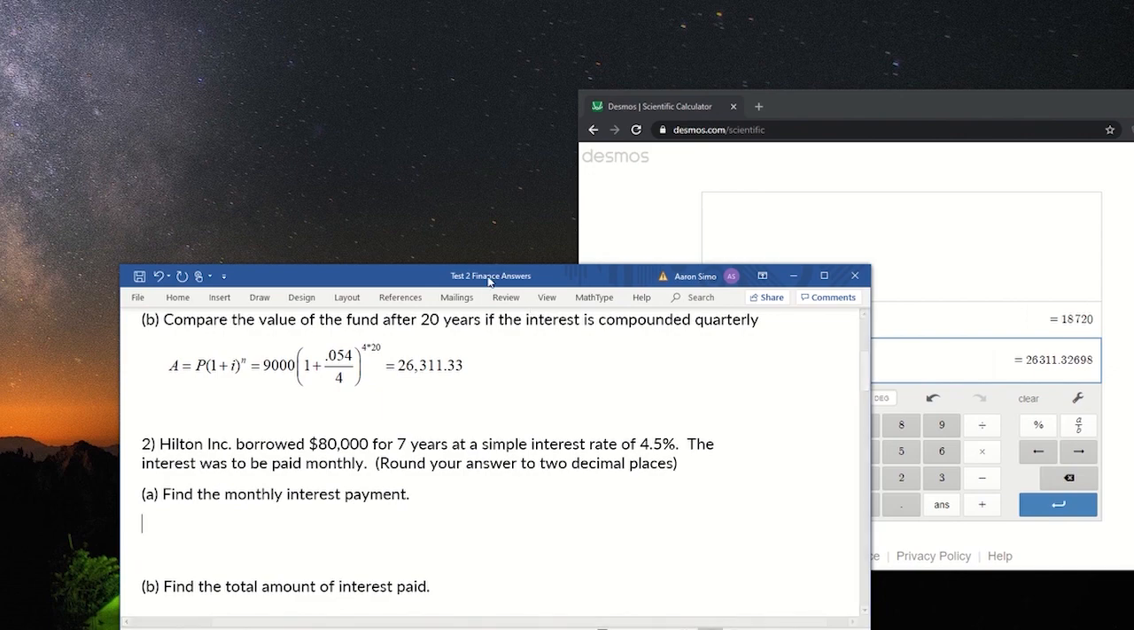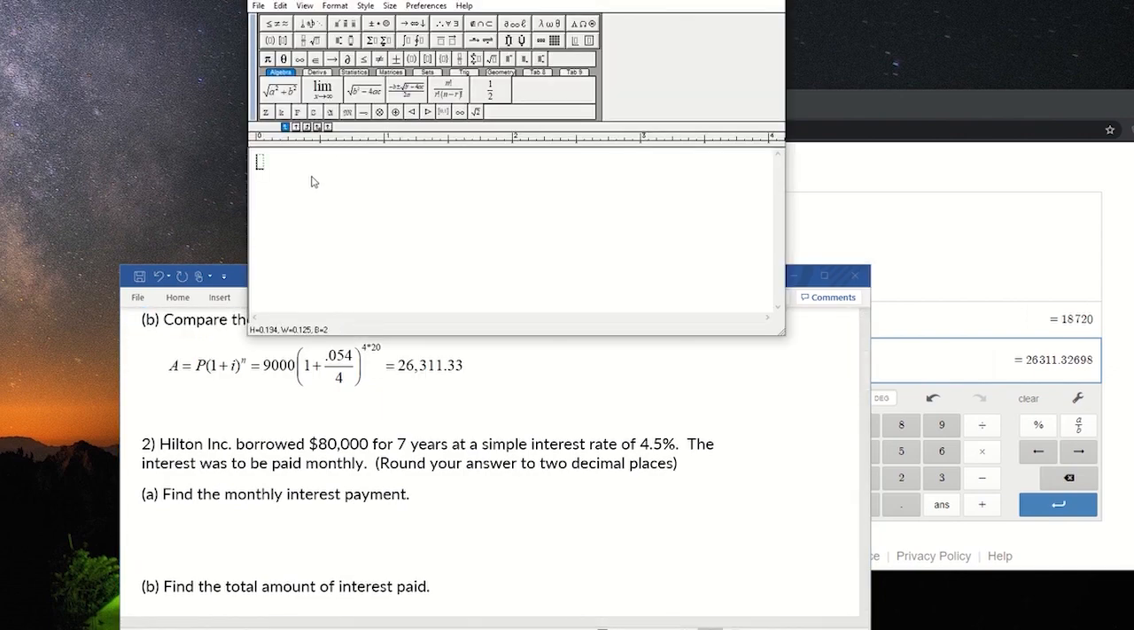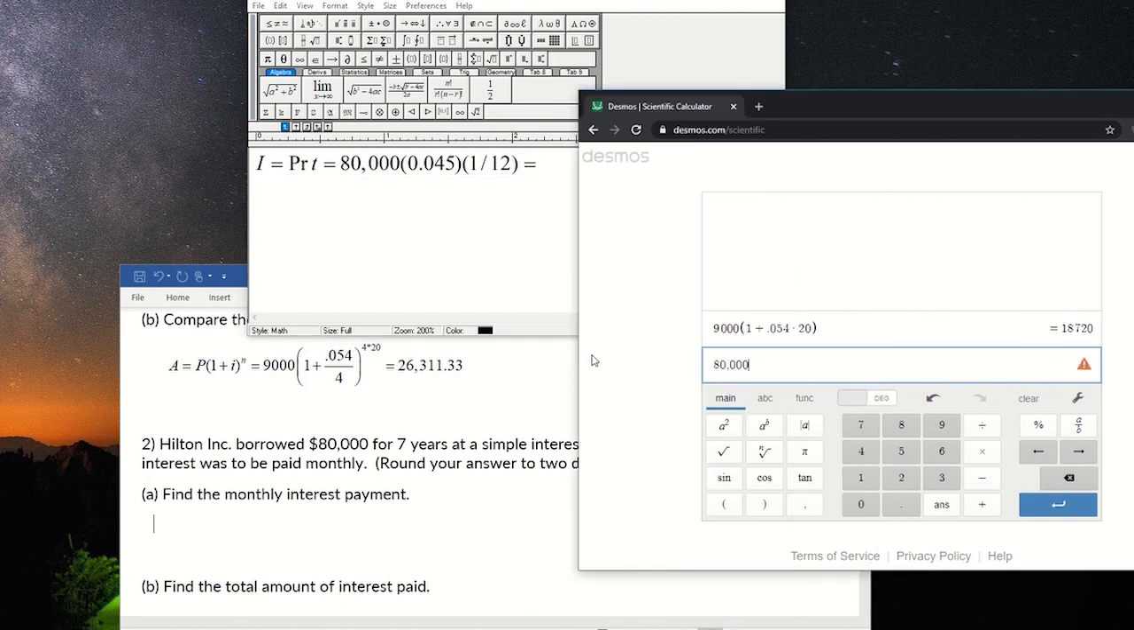Let's try it. I'm going to go to MathType, go to inline. What are we looking for? How much interest? Interest equals PRT, which is equal to 80,000 times the rate, 0.045, times the time, 1 over 12. The time is really 1 month. Find the monthly interest payment. Okay, so we're just going to divide that by 12. We're going to plug it in over here, 80,000 times 0.045 divided by 12.